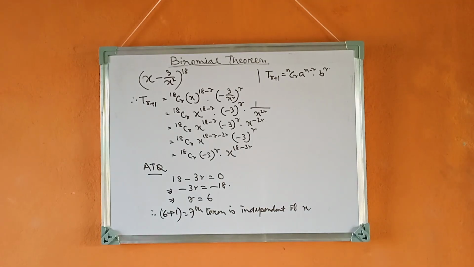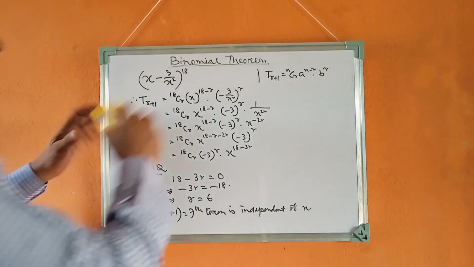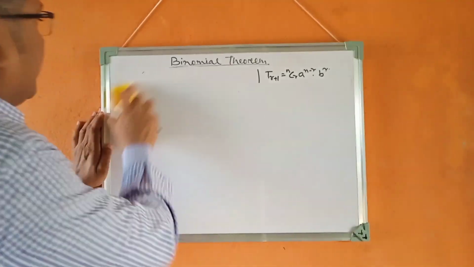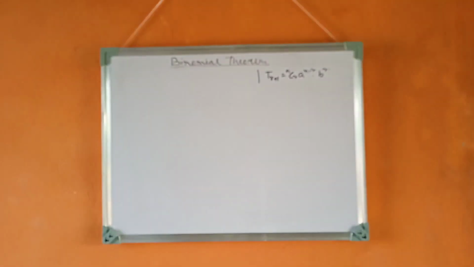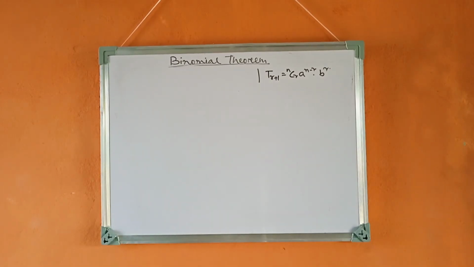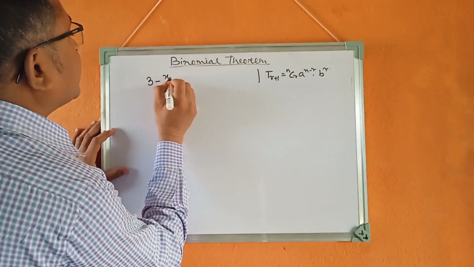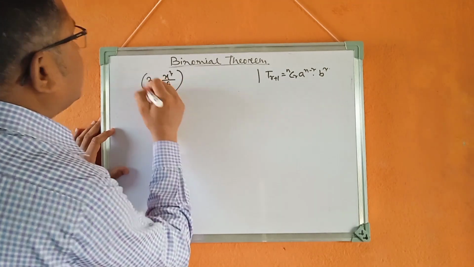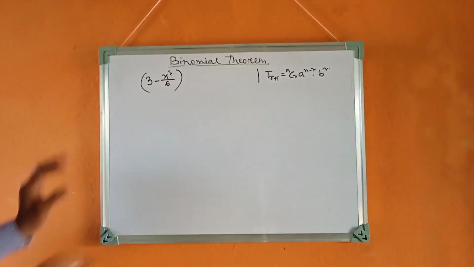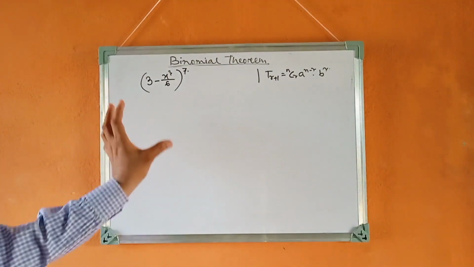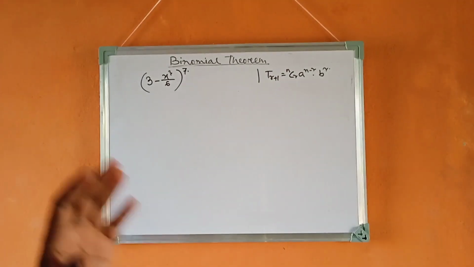Give another example. See carefully. Okay, the question is find the middle term or terms. The first one is (3 minus x cube divided by 6) whole to the power 7. Okay, this is the binomial expansion. Now the question is find the middle term or middle terms.